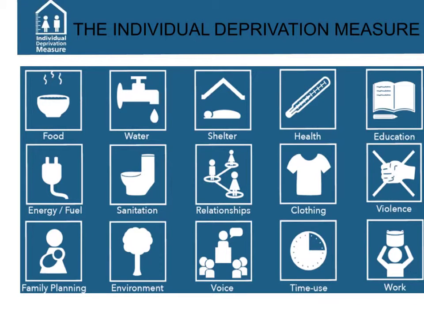Relationships, violence, time use, work, voice in the community and the family. All of these things are essential if we're going to measure and seek to understand poverty in a multidimensional way. And Scott's going to talk in more detail about these dimensions and how the individual deprivation measure was built and can be used.